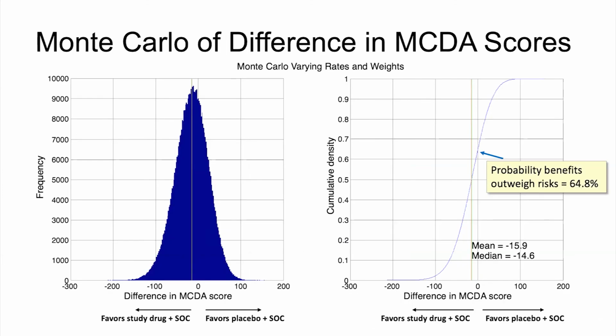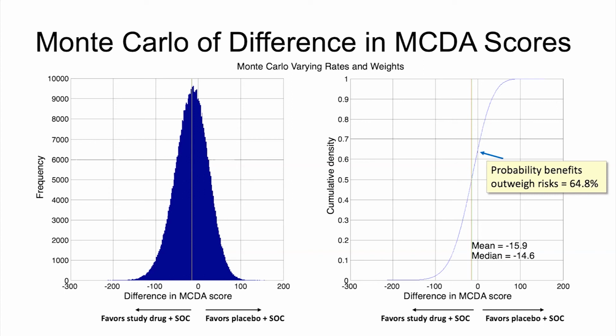So I have uncertainty in my clinical data, and I have uncertainty in my weights. So I actually can do a Monte Carlo and account for every single uncertain parameter. And instead of having a single point estimate of minus 15.9, I now have the distribution of the difference in scores on the left. And now anything above 0 favors the placebo arm. So I could do the graph on the right, a cumulative density function, see where I hit 0, and that gives me the probability that benefits outweigh risks of about 65%.